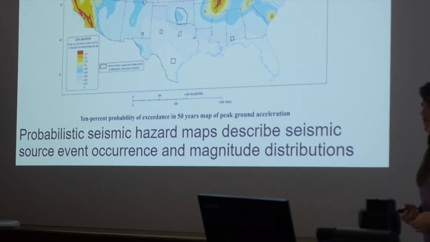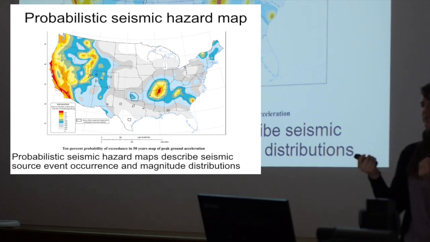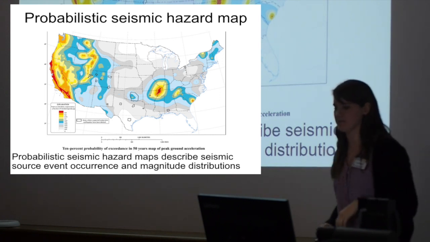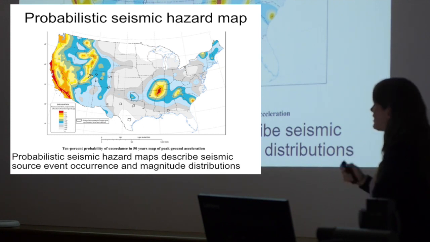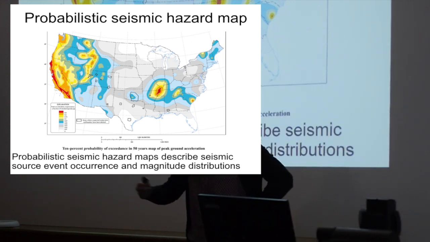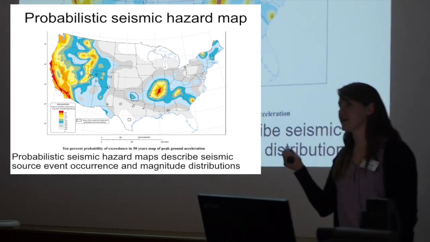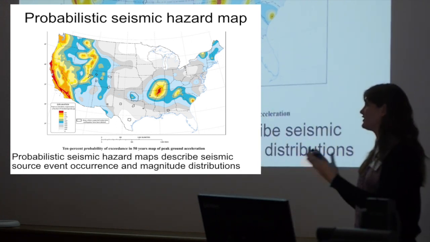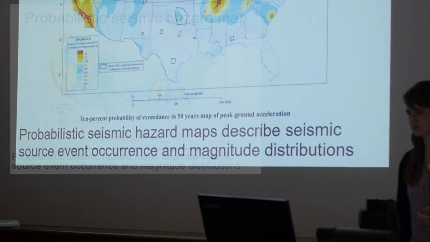The other problem with these kind of maps, which are usually given to engineers to build better, more resilient buildings, is the units. This is a 10% probability of exceedance in 50 years map of peak ground acceleration. Can anyone convert that into, well, when is my next earthquake going to be? No. This is really great for engineers, but for the general public, these kind of hazard maps aren't quite so useful.